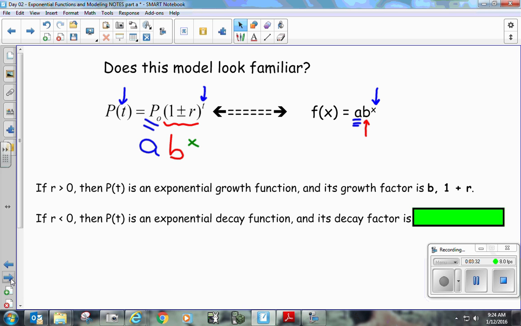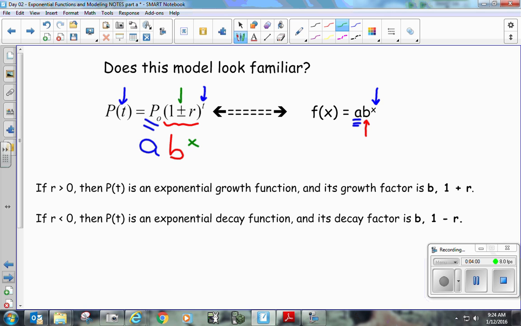So I think you guys can pretty much predict what happens next. If our rate percentage, our 0.25, whatever it is, is less than 0, it's negative, then it's decay. Because our decay factor will just be 1 minus R. So whether you see a plus or minus here, it's going to tell you whether it's growing or decaying. Sometimes they add it for you and you have to figure it out on your own. But it's really not that difficult.